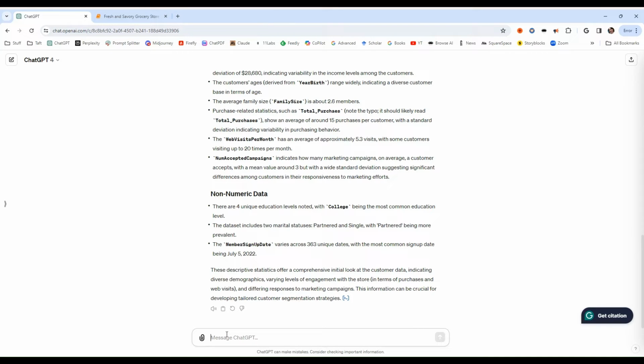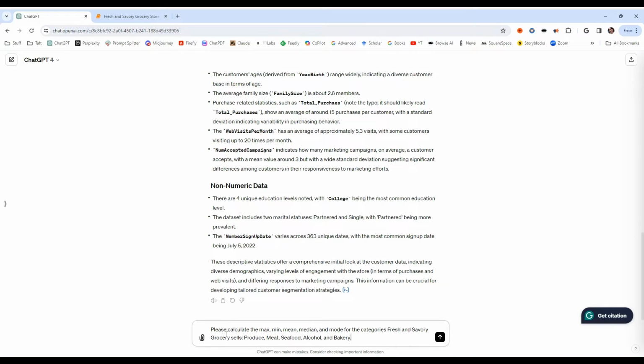Now, let's get a little bit more familiar with the categories that are sold at the grocery store. So let's ask ChatGPT to calculate the max, min, mean, median, and mode for each of the categories.